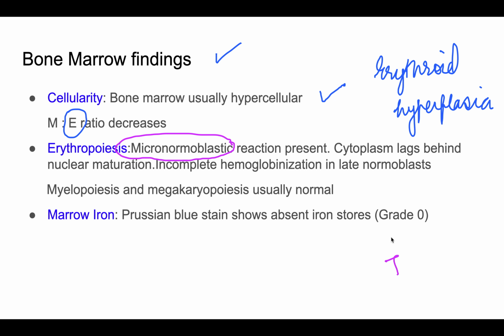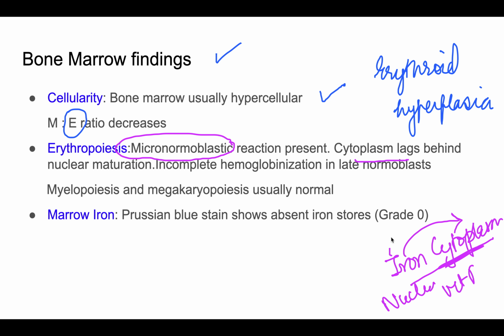Iron is required in the cytoplasm of the RBCs, in the erythroid series. So the cytoplasm lags behind the nuclear maturation, because for the cytoplasm, iron is required. For the nucleus, we require vitamin B12. So in B12 deficiency, the nucleus will lag behind. But in case of iron deficiency anemia, your cytoplasm will lag behind the nuclear maturation, and incomplete hemoglobinization will be seen in the late normoblasts. And these normoblasts will not be normal looking, they will be micronormoblasts. If you see the picture, I'll show you.